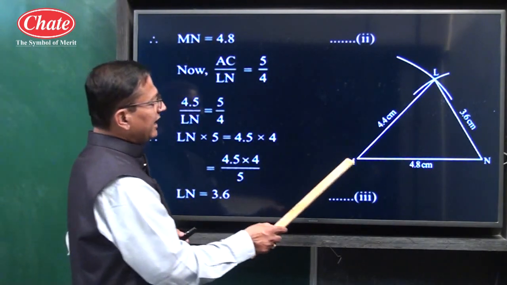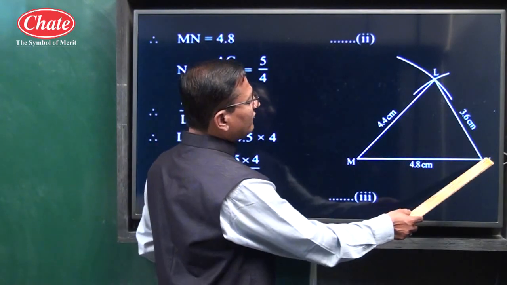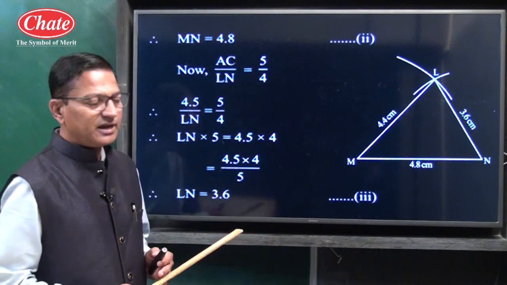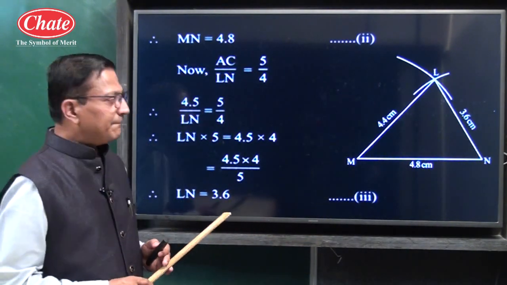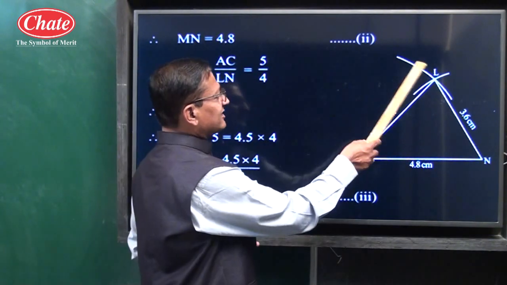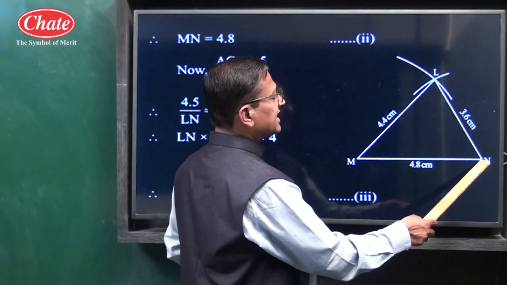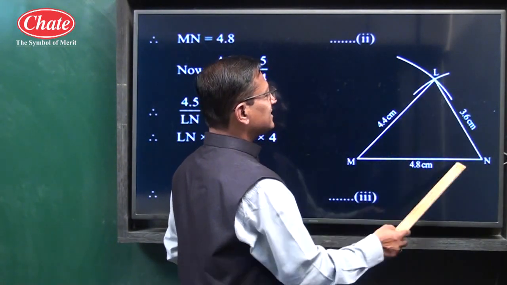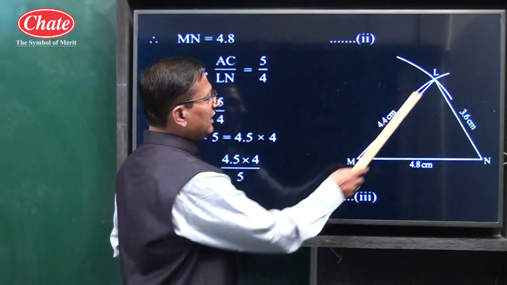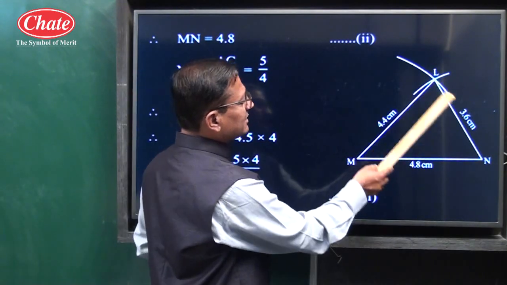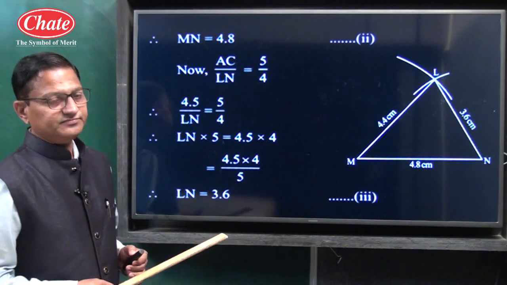After that, to draw triangle LMN, see here, draw first line segment MN with length 4.8 centimeter. Take compass and draw an arc at a distance 4.4 centimeter with center M. Draw another arc with center N, at 3.6 centimeter. The intersecting point of these two arcs is L. Draw line segment LM and line segment LN. It is our triangle LMN.